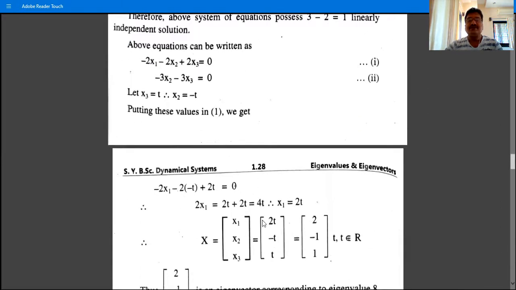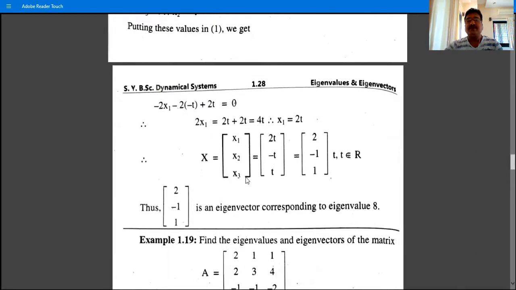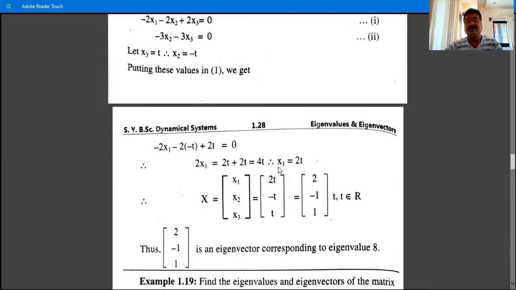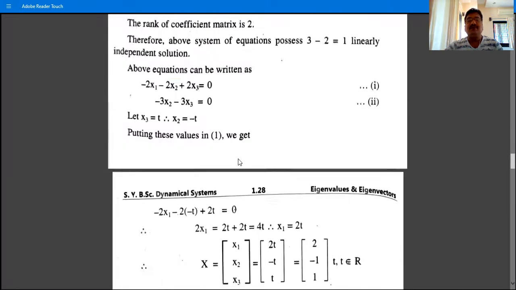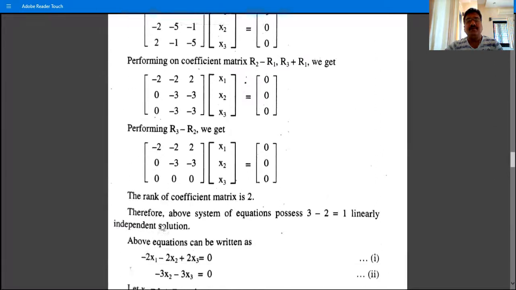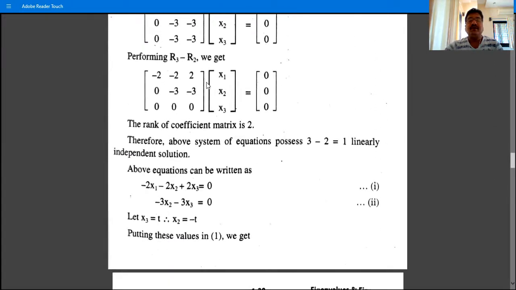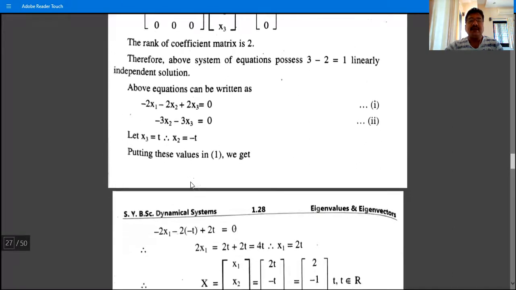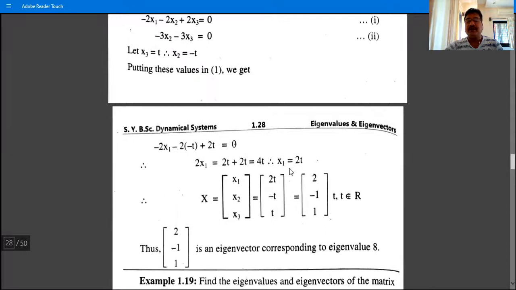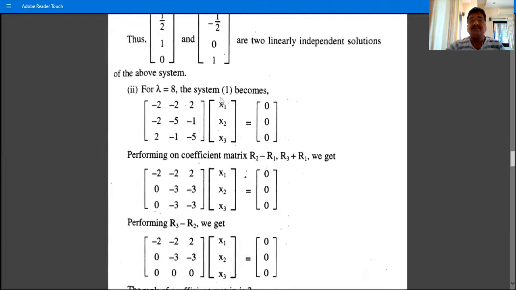Okay, so this format of the values of x1, x2, x3 depends on your calculation. If we convert this matrix to echelon form by different methods, the echelon form is not unique, and that's why the format of the values of x1, x2, x3 may be different, but we can tally your answer. So substitute x1 as 2t, x2 as minus t, and x3 as t in this system, and we see that the answer is 0, 0, 0.